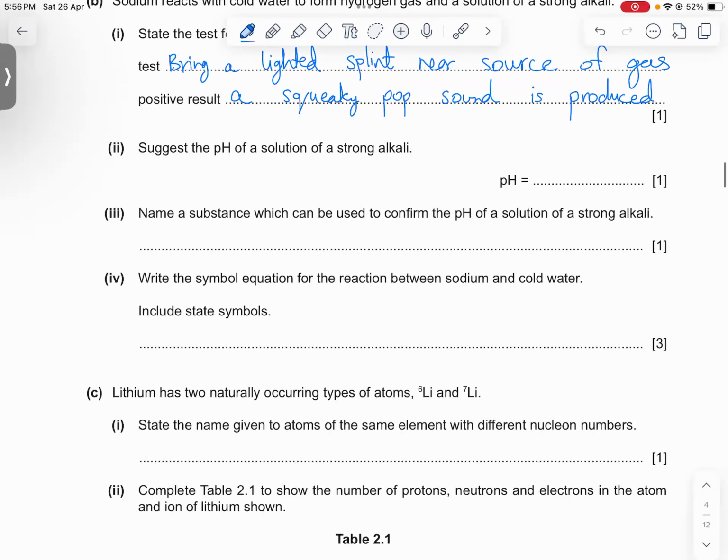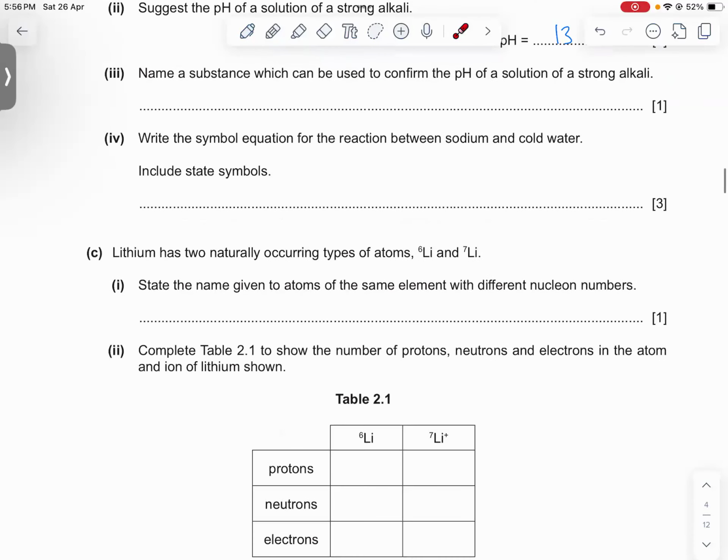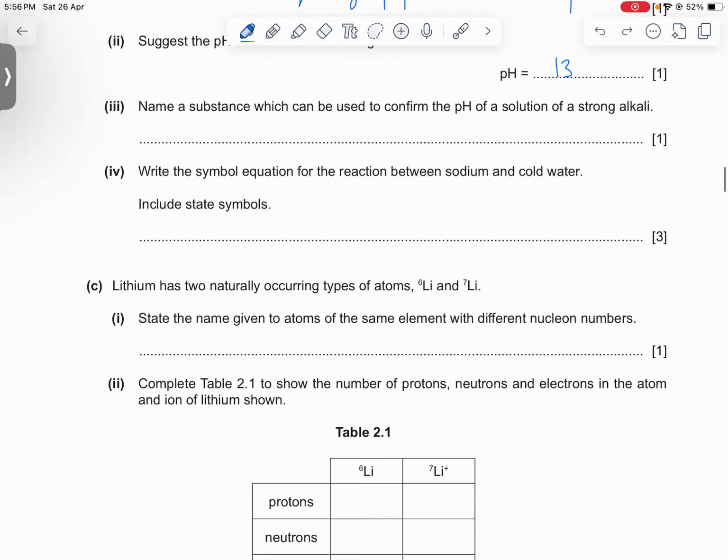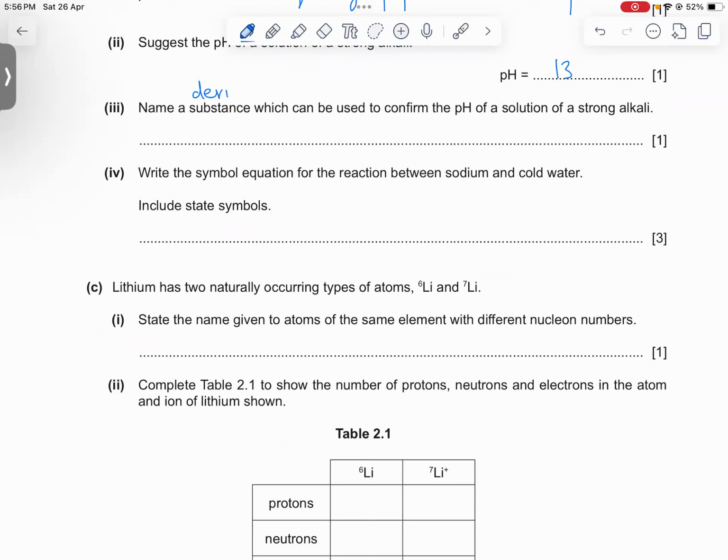Suggest the pH of the solution of a strong alkali, something like 13 maybe. 13 sounds right. Okay. Next, name a substance which can be used to confirm the pH of a solution of strong alkali. What could you use to check the pH of a strong alkali solution? Universal indicator. Very good. The reason why you say universal indicator is because they said substance. If they had said name the device, then you would have to say a pH meter. Right now you say universal indicator because universal indicator is a substance.